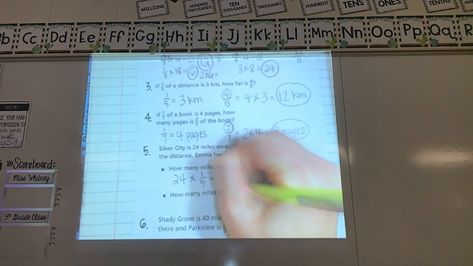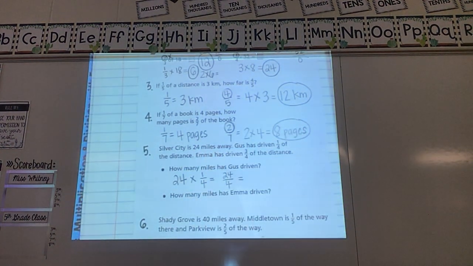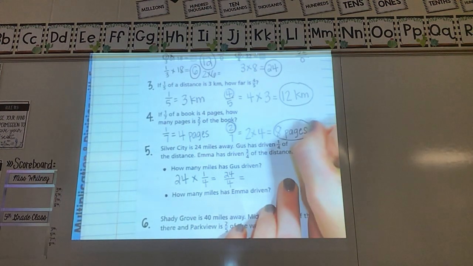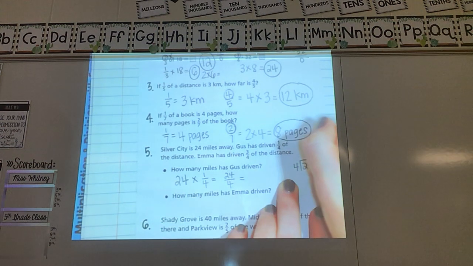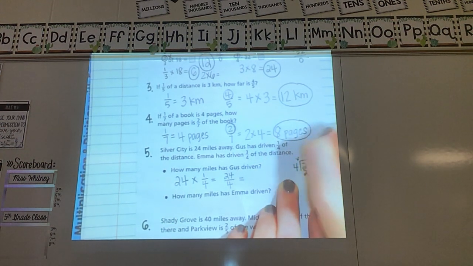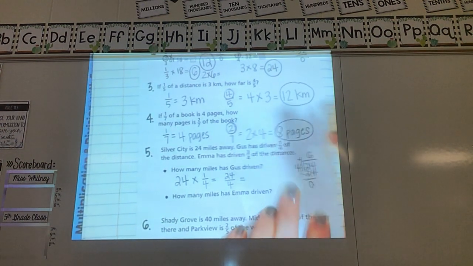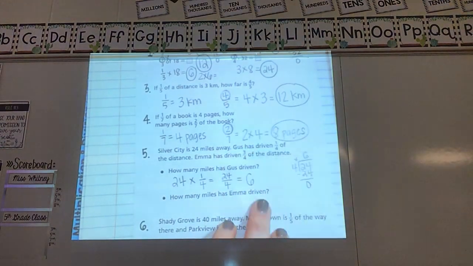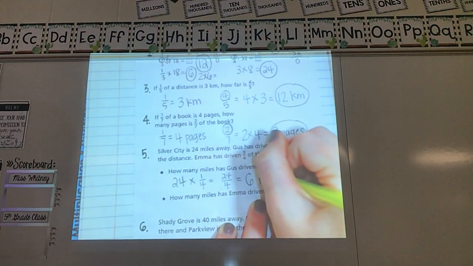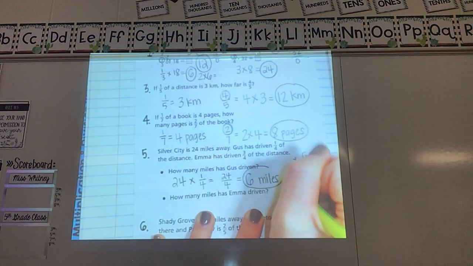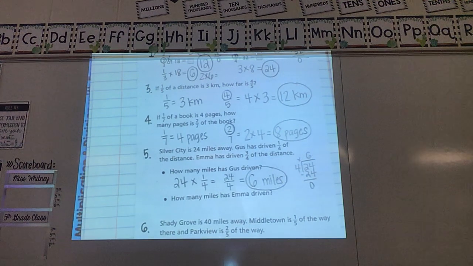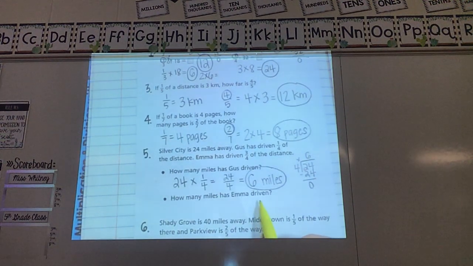24/4. Can I leave my fraction like that? No, we need to divide. 24 divided by 4, that would be 6. No remainder, so 6. What would my label be here? Miles. 6 miles is how far Gus has driven. How many miles has Emma driven?